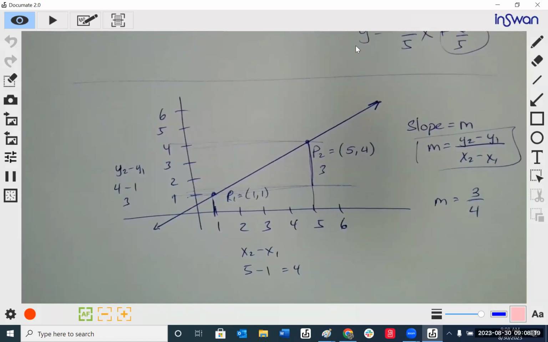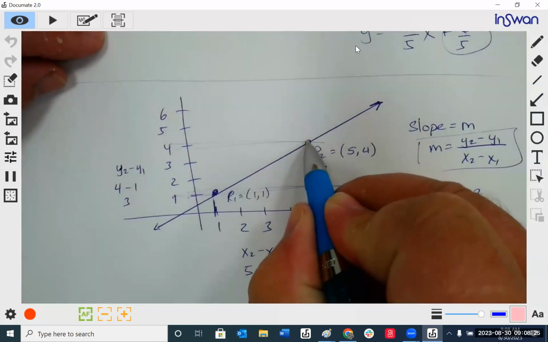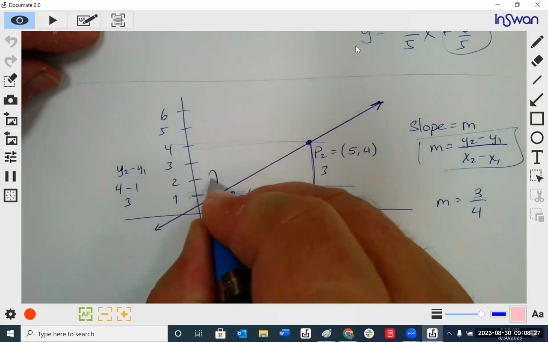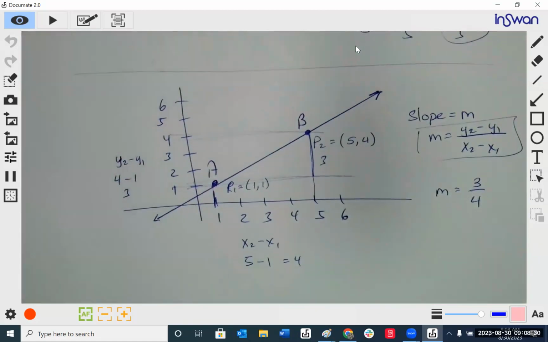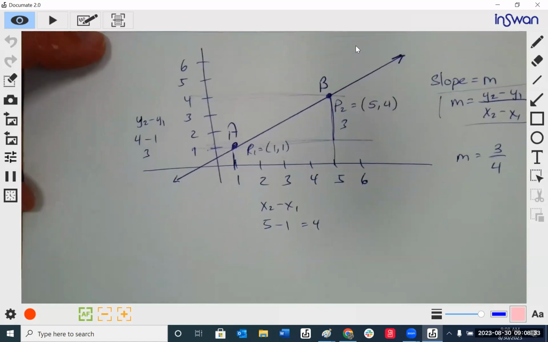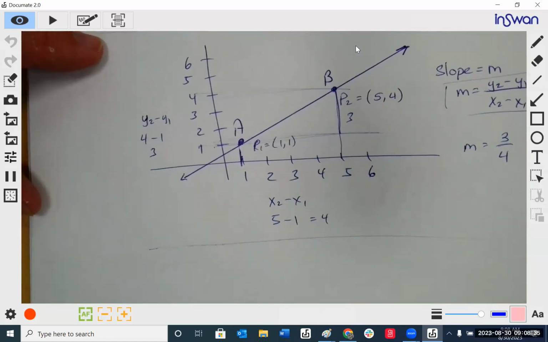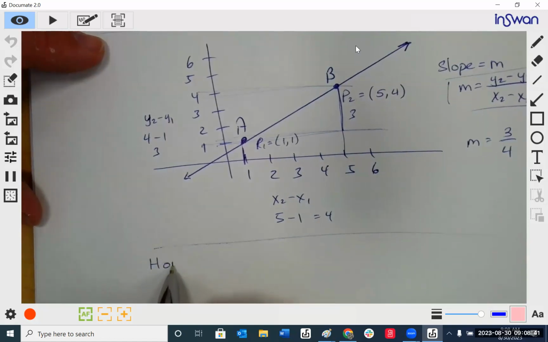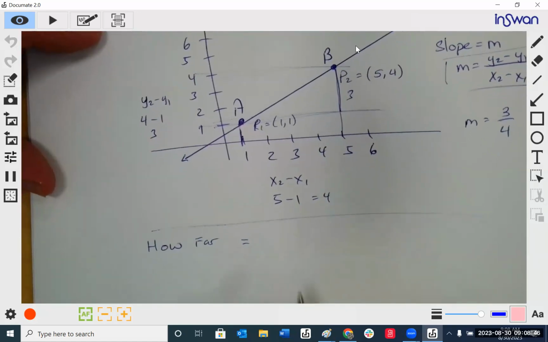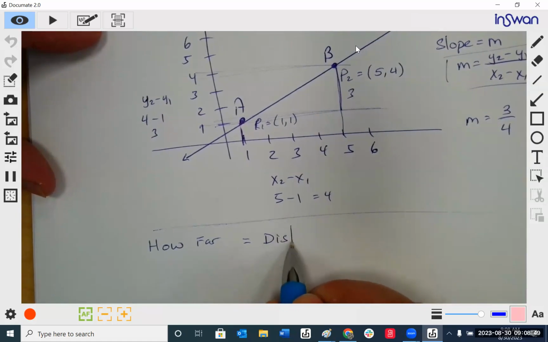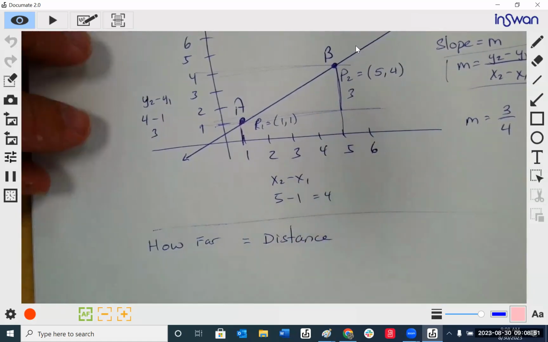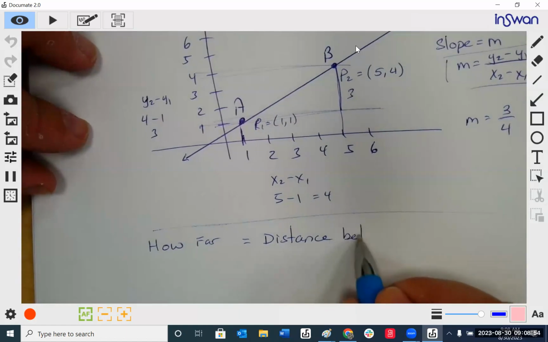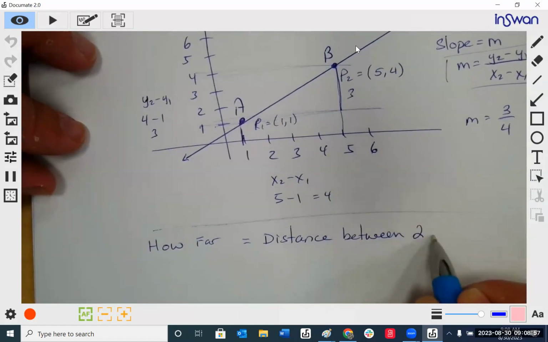Now let's find 2 other equations here. How far is it from this point to that point? From point A to point B? How far is it? Whenever you ask how far, you're looking for something called the distance between 2 points.